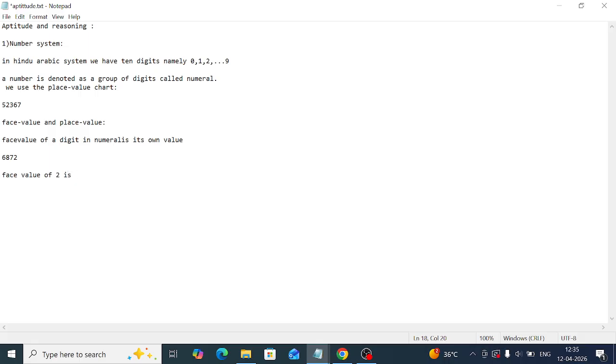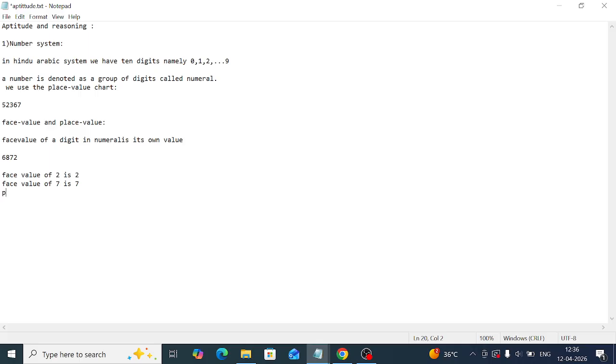The face value of a digit in a numeral is its own value. So the face value of 2 is 2 only. The face value of 7 is 7 only. The face value of 8 is 8 only. The face value of 6 is 6 only.